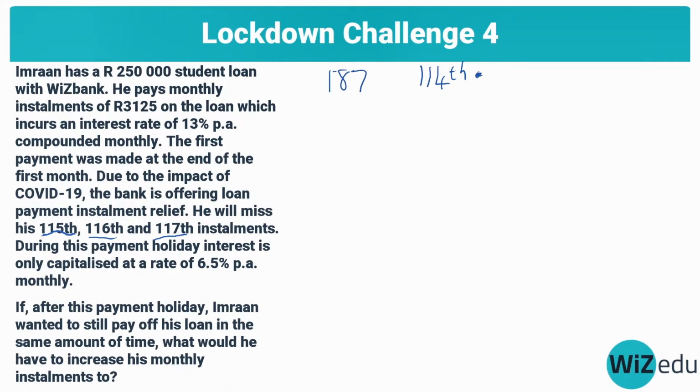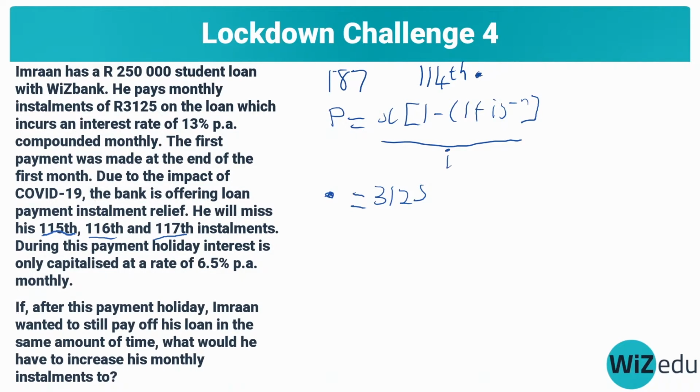The first one is using the present value formula, which is P equals X into 1 minus 1 plus I to the negative N all over I. And this allows you to go straight to the answer. And it's the method I prefer. So our X in this case is 3125. Our present value is unknown because we don't know the present value after the 114th repayment. And that's going to be 1 minus 1 plus 13% over 12 to the negative. Now here's where the issue comes in.